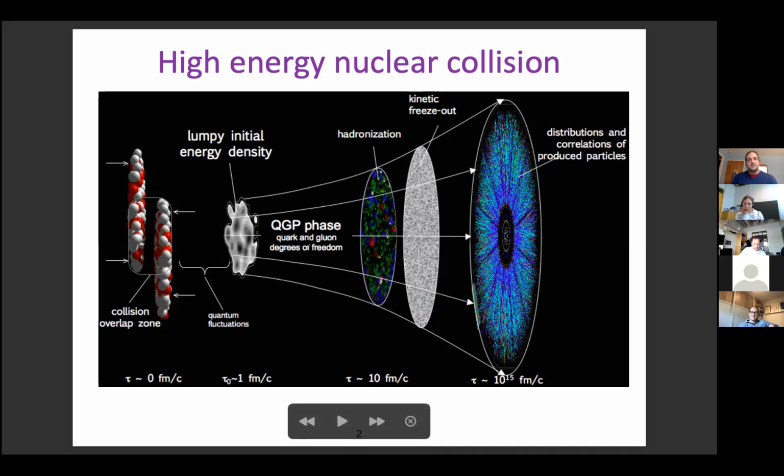So these types of collisions are actually one of the main systems in which we can probe QCD at finite temperature, and we can characterize its properties from the experimental point of view. And so the challenge is to characterize these thermodynamic and transport properties of QCD from the theoretical point of view, and also make a comparison with the experiment and understand if we characterize the system fairly well.